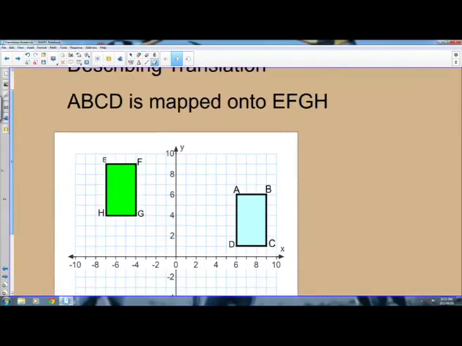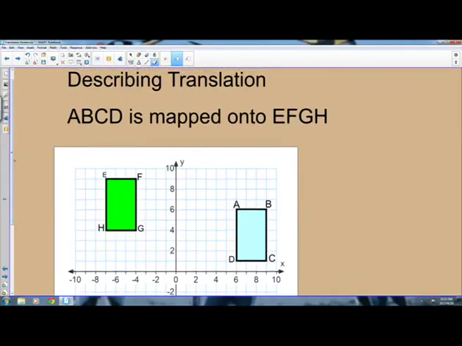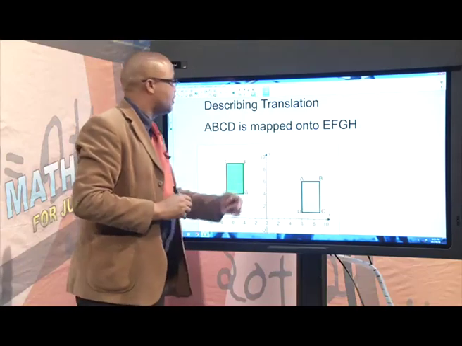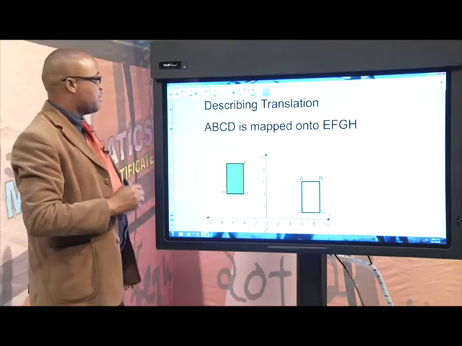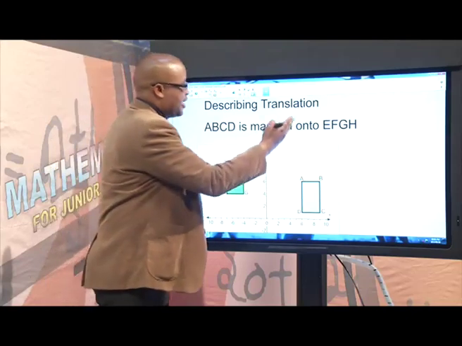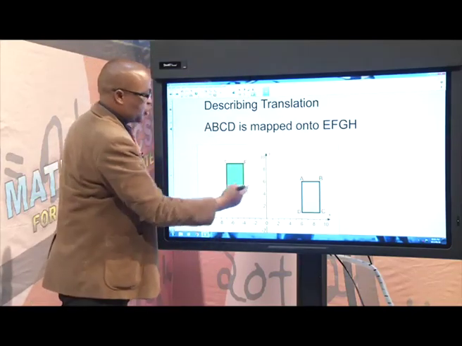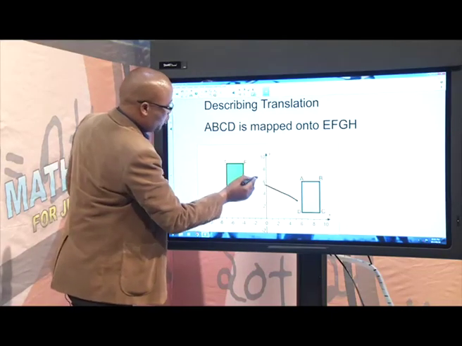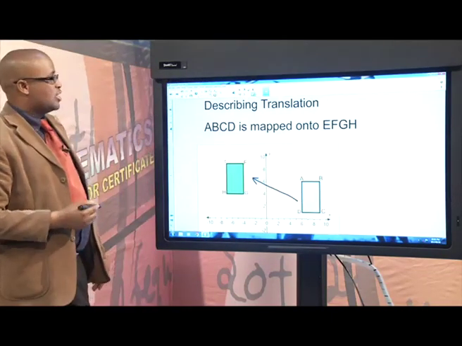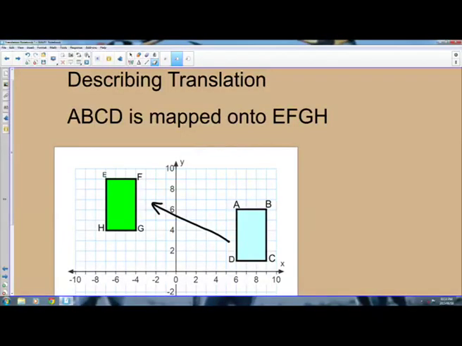We have this. We've got the object A, B, C, D, and it says this object has been mapped onto E, F, G, H. This is our E, F, G, H. So this object is being mapped onto this. So it says we are to describe the translation. How do we describe the translation? We describe translation by the translation vector. So this is simply saying we need to write down the translation vector here.